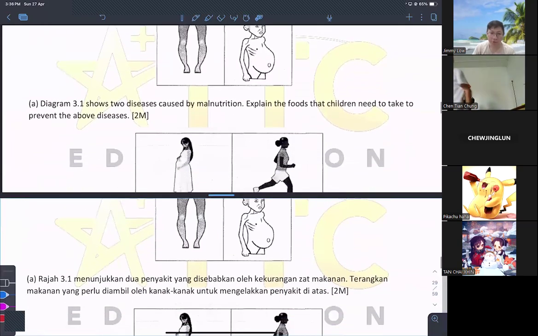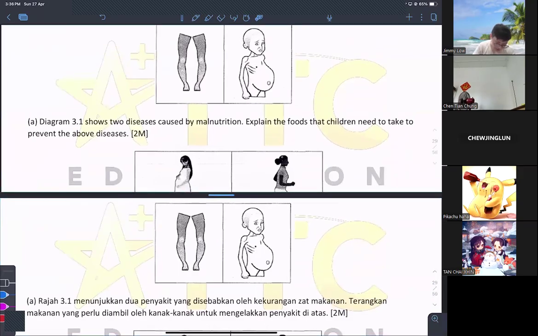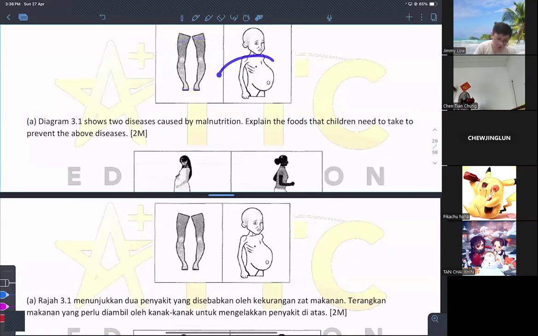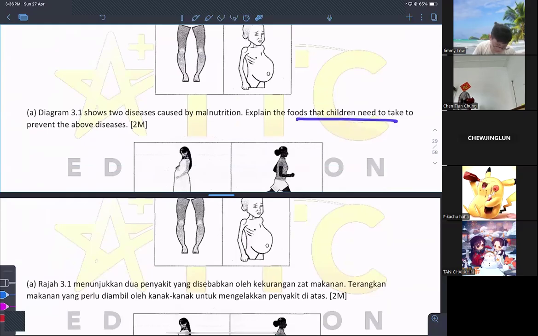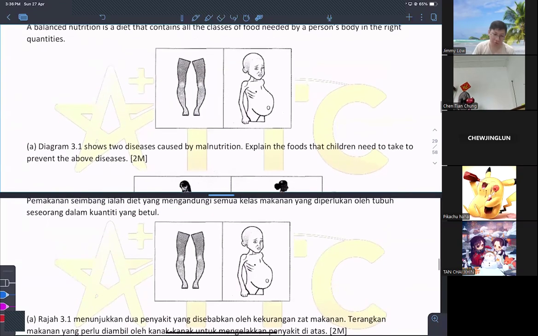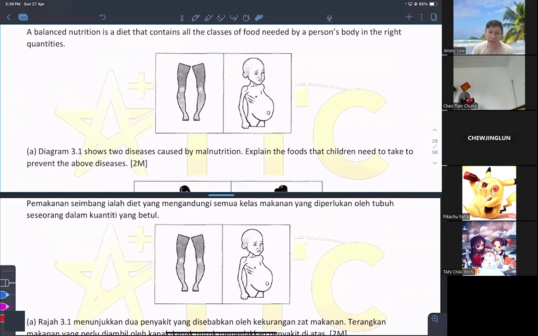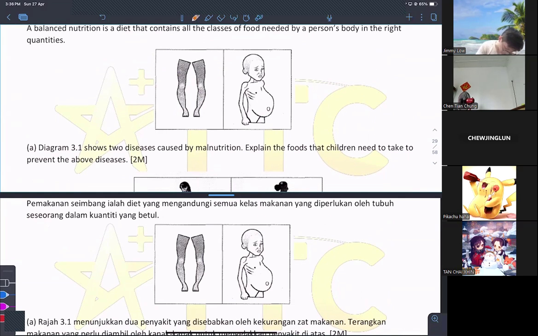Okay, so you see, caused by malnutrition. This one we say rickets. Okay, this one is your kwashiorkor because big tummy and skinny hands, skinny legs. Okay, so explain the food that children need to take to prevent the above disease. The question is asking you to give explanation. So when it comes to explanation, you must mention the disease as well. Okay, and the class of food. How does the class of food solve the problem? You have to mention. So you have to say, okay, rickets.